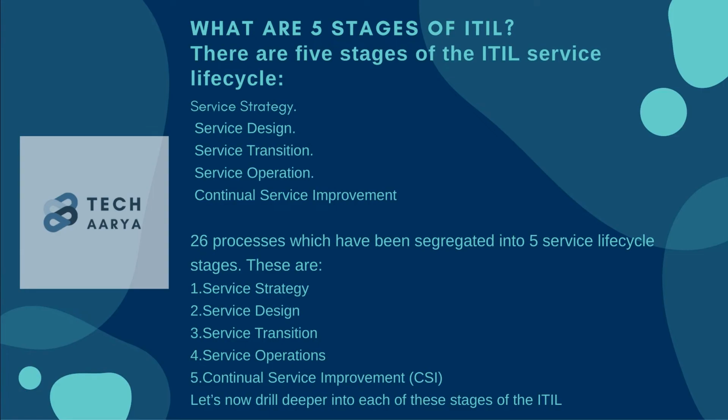What are the 5 stages of ITIL? There are 5 stages of the ITIL service lifecycle: service strategy, service design, service transition, service operation, continual service improvement. There are 26 processes which have been segregated into 5 service lifecycle stages. These are: 1. Service strategy. 2. Service design. 3. Service transition. 4. Service operations. 5. Continual service improvement, CSI.